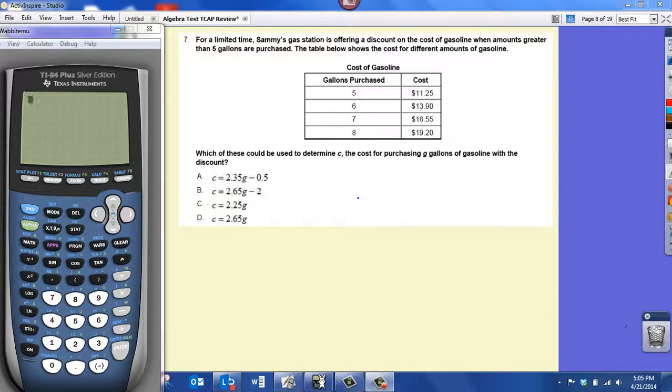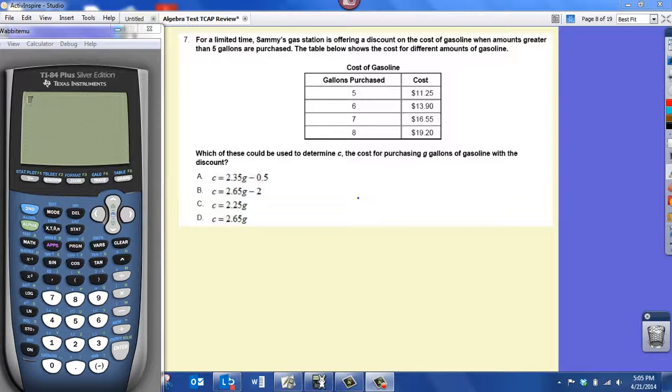All right, number 7 of the Algebra TCAP review test. For a limited time, Sammy's gas station is offering a discount on the cost of gasoline when amounts greater than 5 gallons are purchased. The table below shows the cost for different amounts of gasoline. Which of these could be used to determine C, the cost for purchasing G gallons of gasoline with the discount?